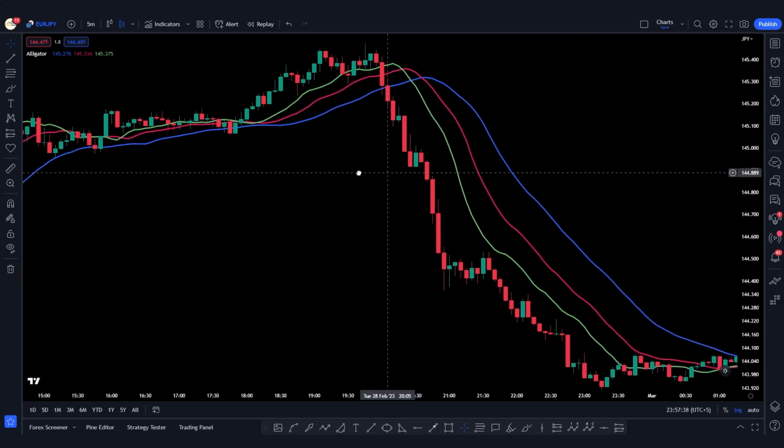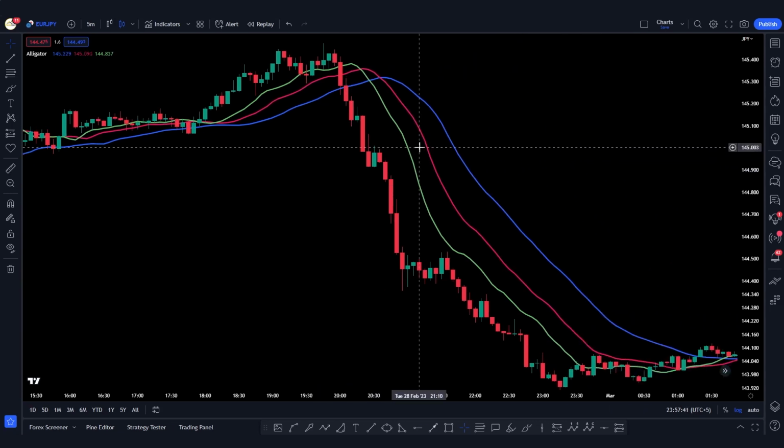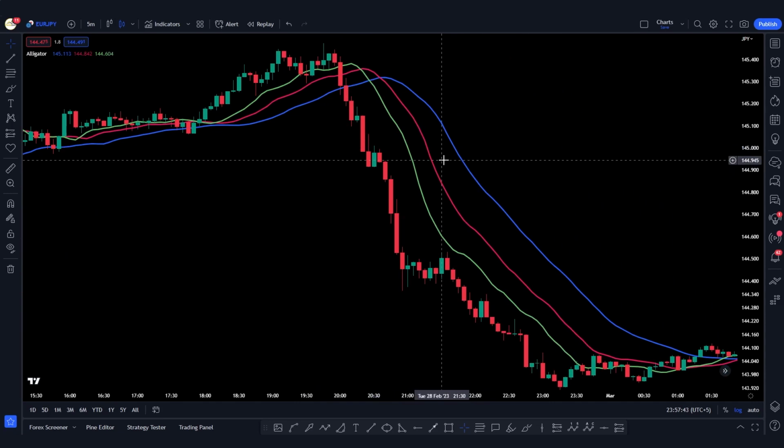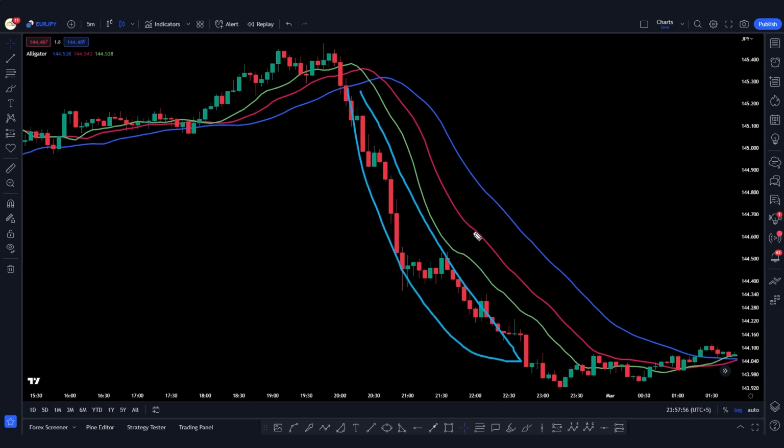But whenever the alligator is having its snack, then its lips and jaws are wide apart, and that can be analogous to the trending market. As you can see here, in the trending market, the lips and jaws are apart from each other, and the further apart they are, the stronger the trend is.